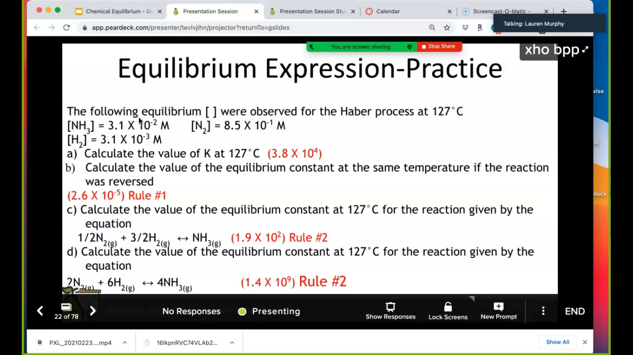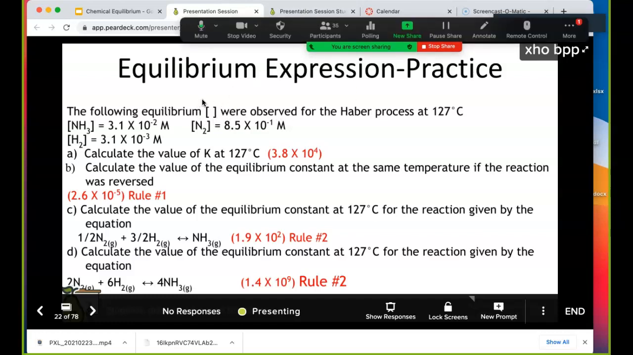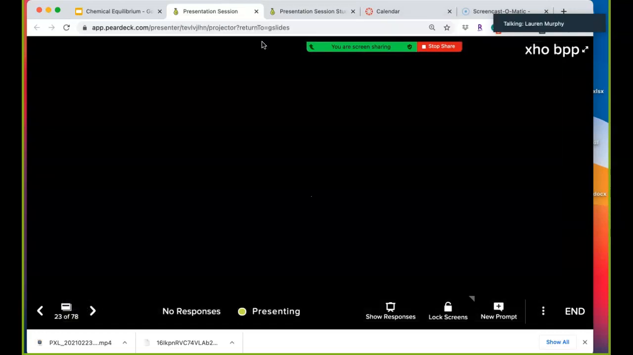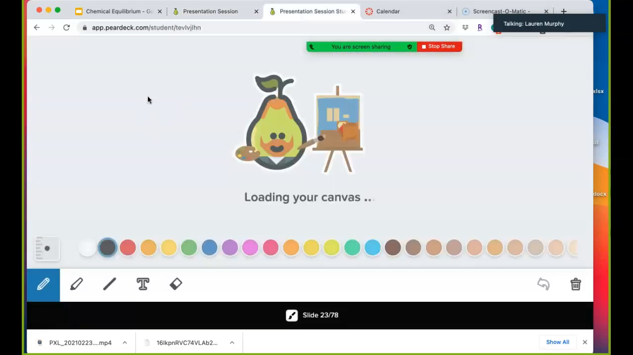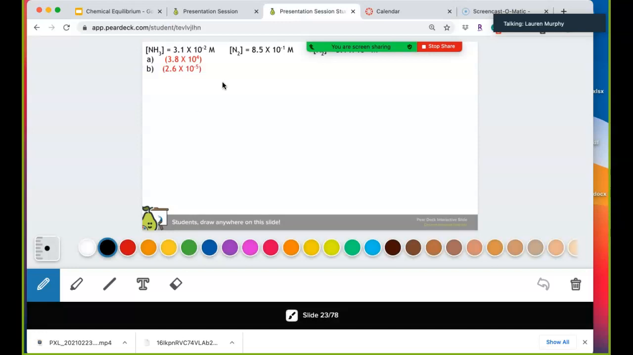It says the following equilibrium concentrations were observed for the Haber process. Oh boy, Haber process again. All right. So I'm going to go to my next slide and I'm going to write out the Haber process. Write out the reaction. Oops, I'm going to put it up here.